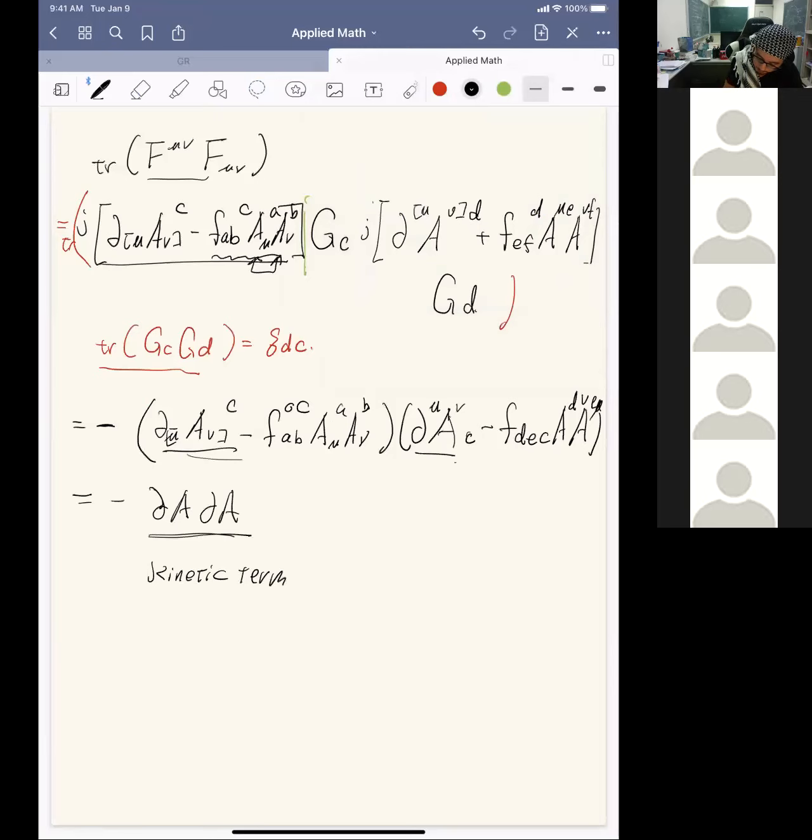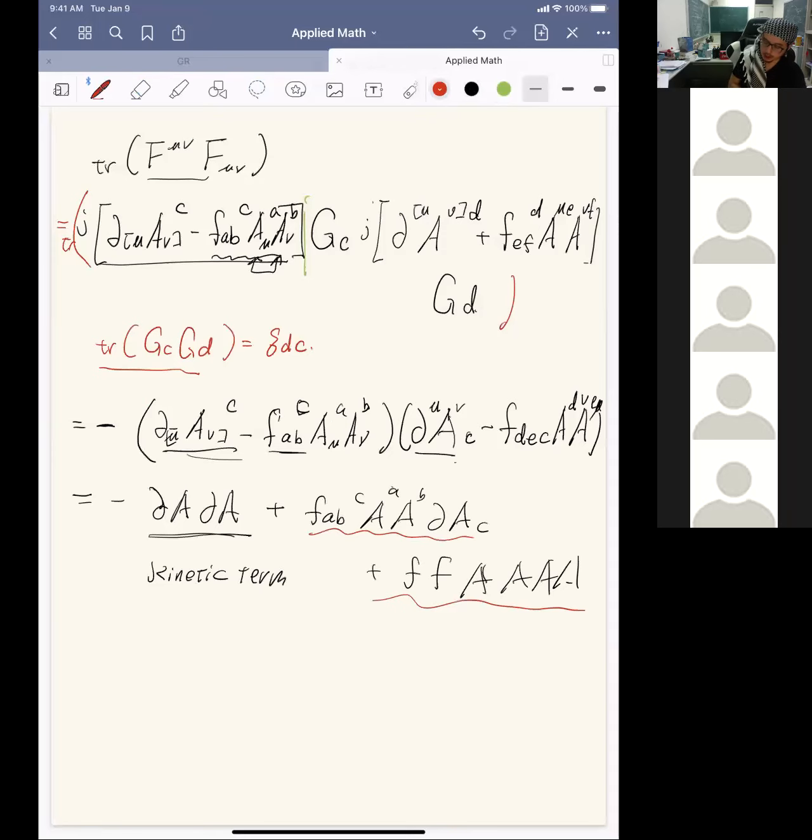But because of the fact that you have these non-trivial F A B C here, now you're going to get something like F A B C A, let me call it A, B, and then partial A C. And then plus two F A B C terms with A.